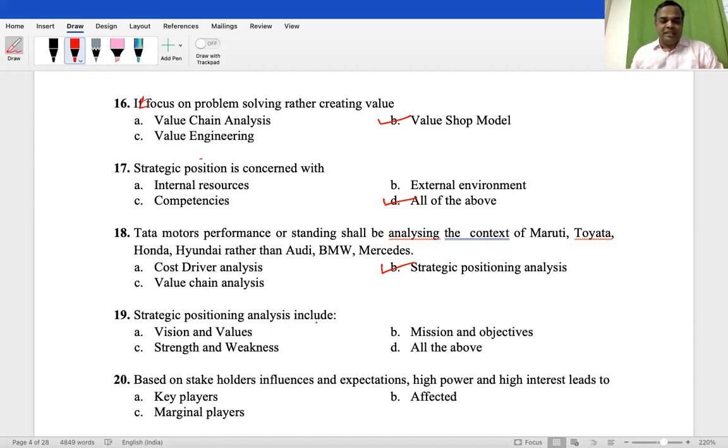Strategic positioning analysis includes vision and values, mission and objectives, strengths and weaknesses, or all of the above. All of the above. Only the combination of all is strategic positioning analysis. Good.